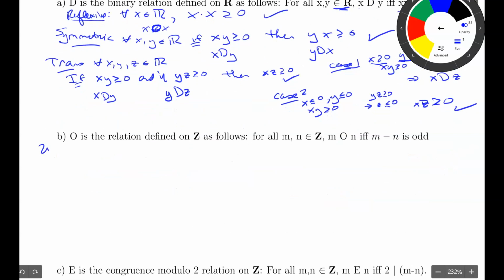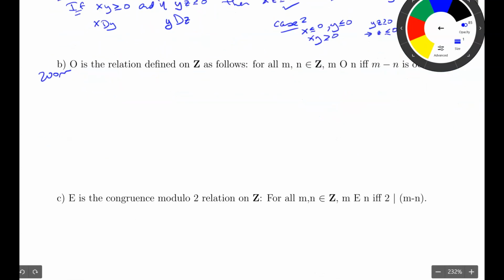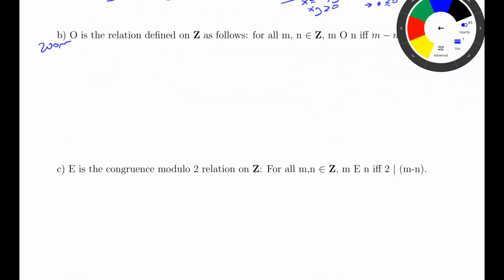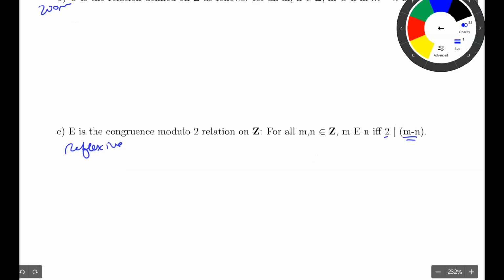All right, I'm going to let you do this one in Zoom, and I'm going to do this one here for you. So reflexive, let's check to see. So if 2 divides m minus n, for every m in the integers, if I want m related to m, that means I want 2 to divide m minus m, and that means 2 divides 0, check. Okay, that's going to work.